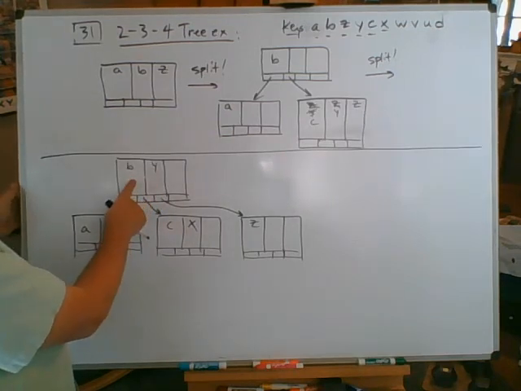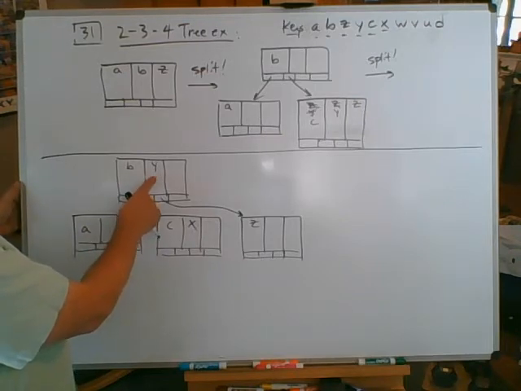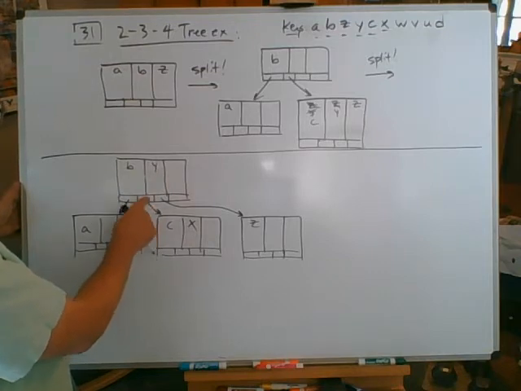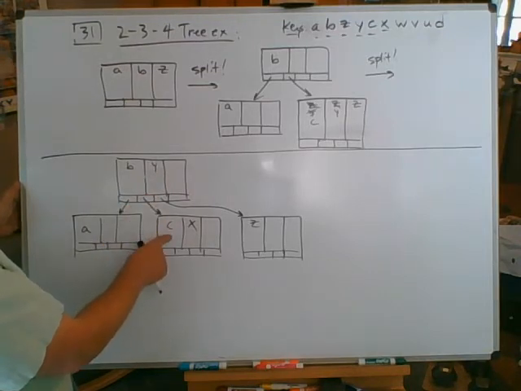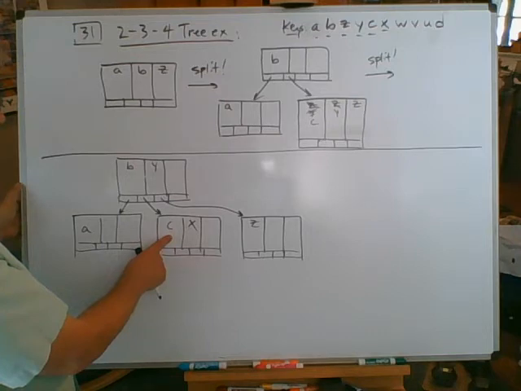This is not full. We don't split the root. It's certainly greater than B. W, X, Y. It's less than Y, so we've got to follow the same pointer again. So W is going to come this direction. It's greater than C, W, X.